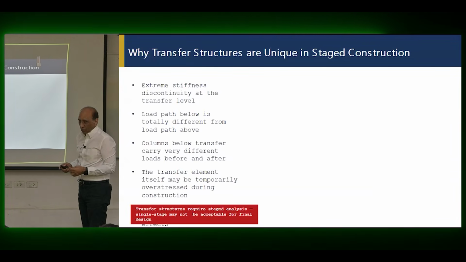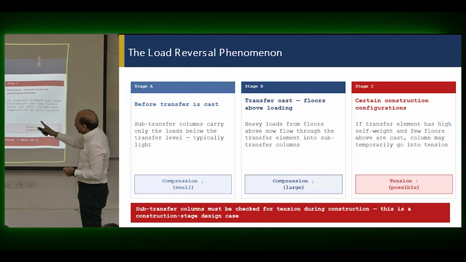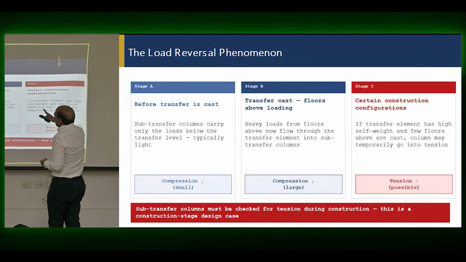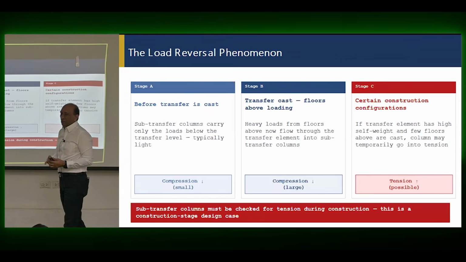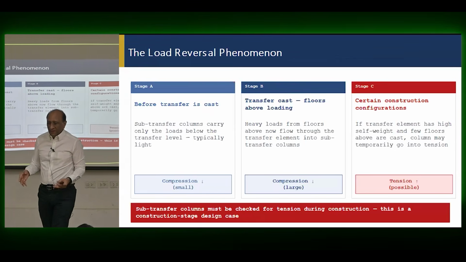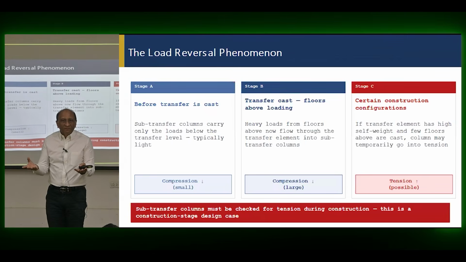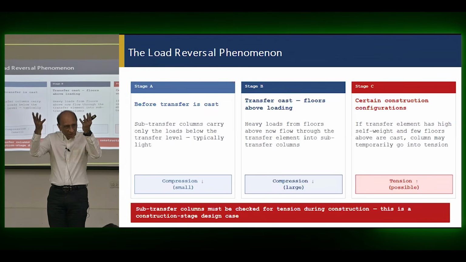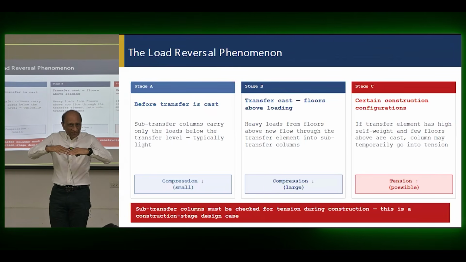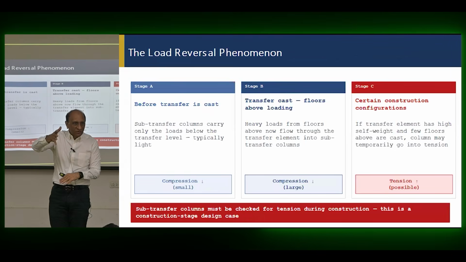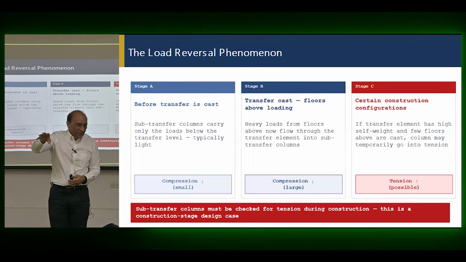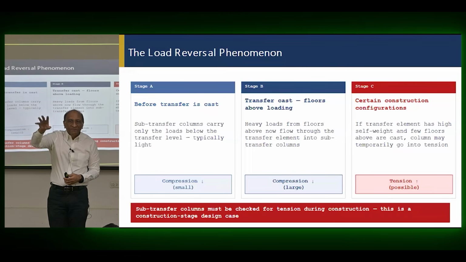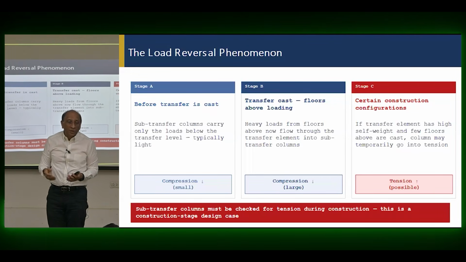As I mentioned to you, all of this one. So you have to have, before transfer is cast, transfer cast, floors above the loading, and certain construction configuration. So very important, like I said, whether the transfer girder will be cast together with the rest of the structure, or will be cast first, form removed, then the rest, because then it will support construction load, it will support the temporary load, it will support everything. And you have to design for that, which is common.